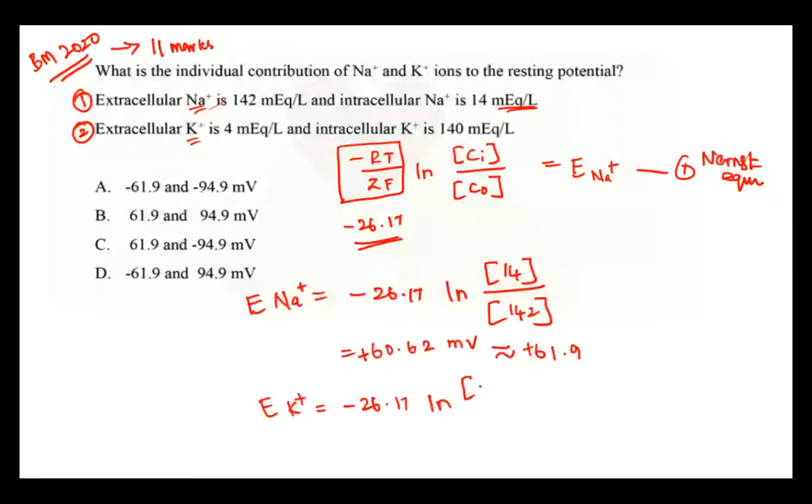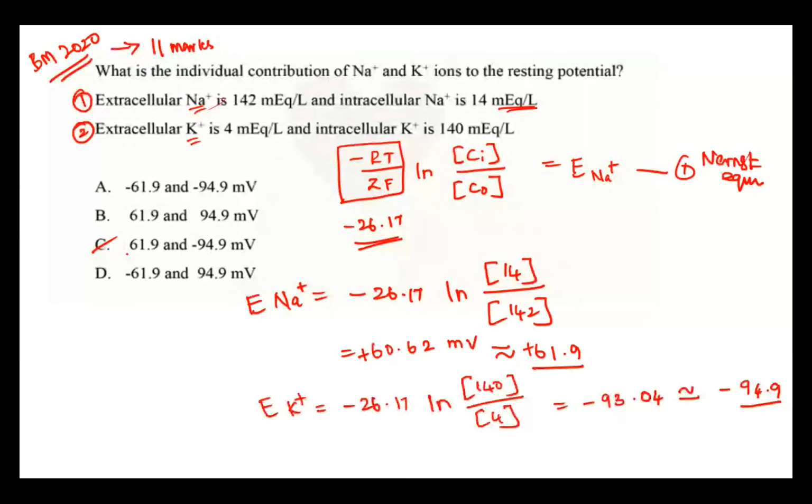Tell me, time is running out. 140 by 4, sir. 140 by 4. So can you quickly calculate it and tell me what is the answer here? Minus 93.04, sir. 93.04, and you approximate it to your answer, it is around minus 94.9. So this is the first answer, this is the second answer. So what is the option here? Option C, right? So your Na plus is 61.9 and your K plus is minus 94.9.